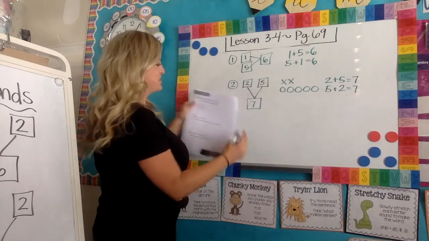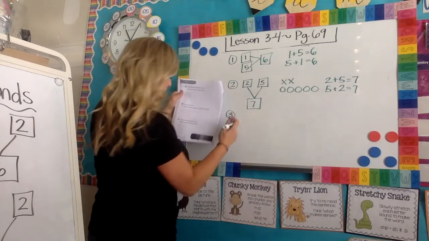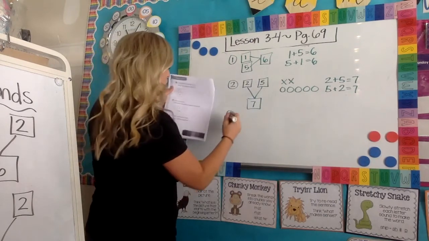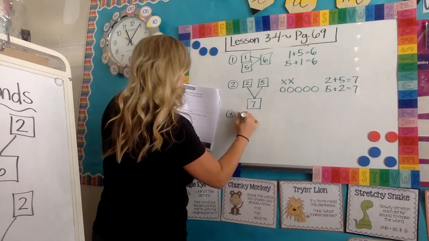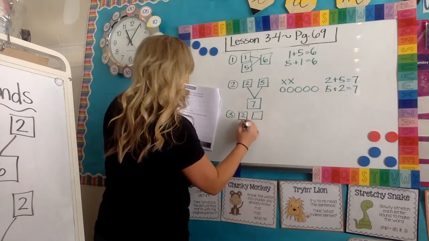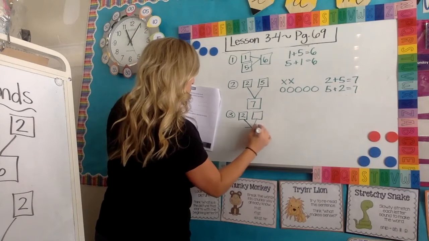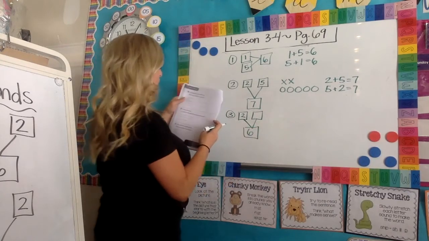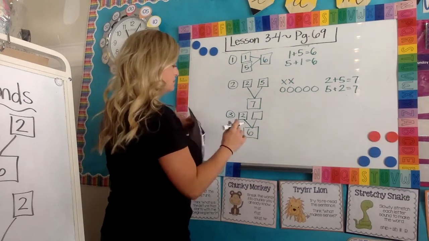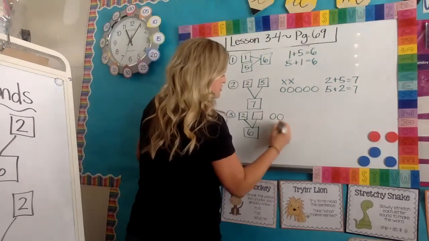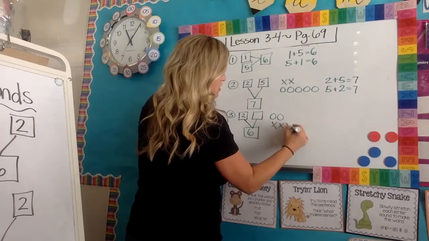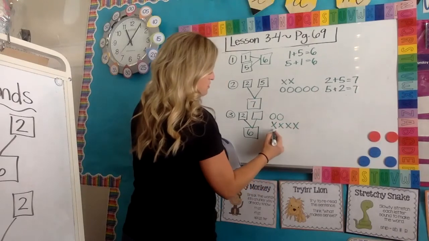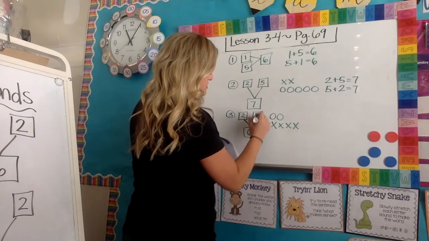All right, number 3 on the back, page 72. It says, we keep seeing the same ones. It's because that is helping your brain remember. Oh gosh. 2 plus what equals 6? 1, 2, 3, 4, 5, 6. 1, 2, 3, 4 X's.